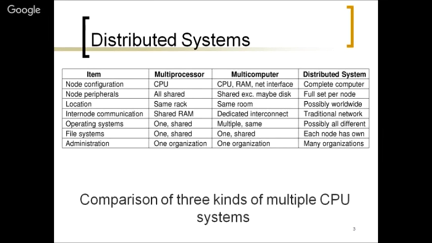So if you talk about the file system, it can be shared. It can be shared similarly in the multi-computer. But in distributed, each node has its own file system. Then in the administration, we have one organization, and more than one organization, right? So these are just basic comparisons of how these terms are different from each other, right?